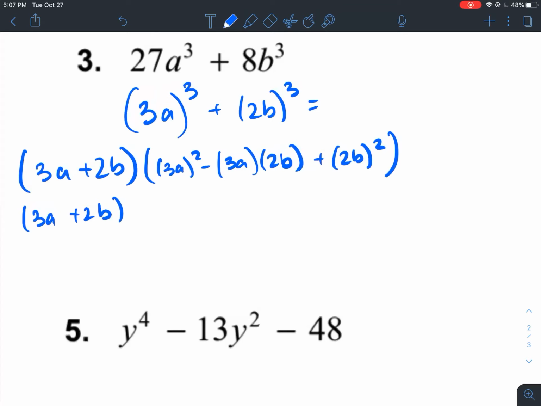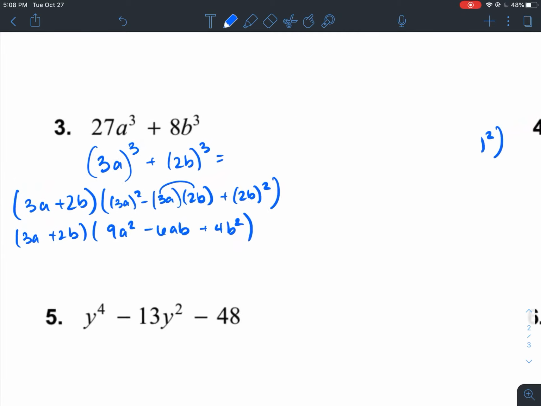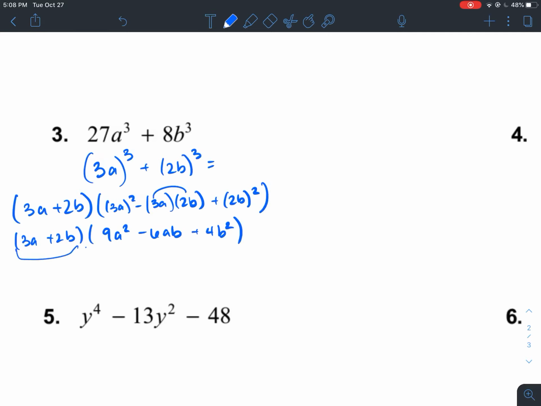Now I can simplify this a little bit more. So 3 squared is 9, so I have 9a squared here. So I have 9a squared minus 3 times 2 is 6, so I have 6ab. And then 2b squared is the same thing as 4b squared. And there you go. That should be it right there. So these are two different factors like that.